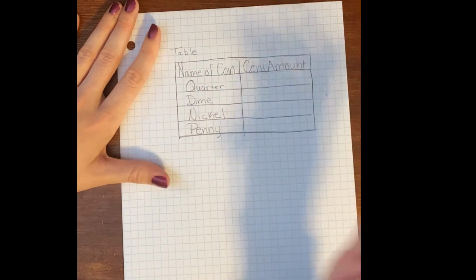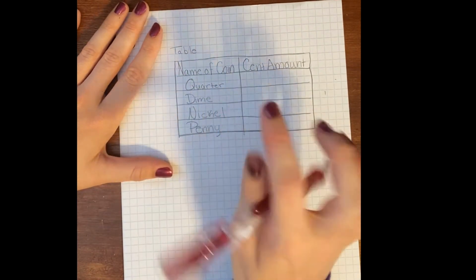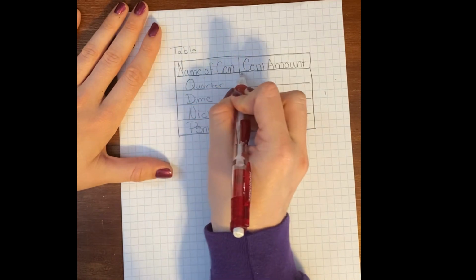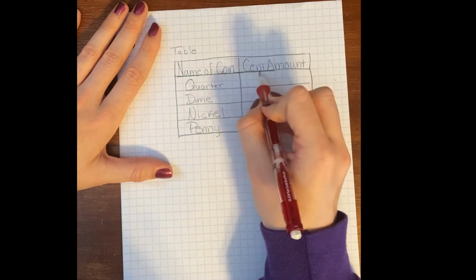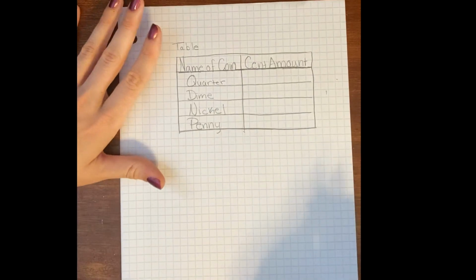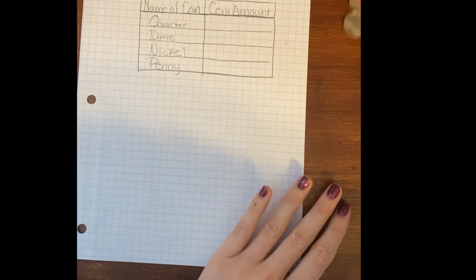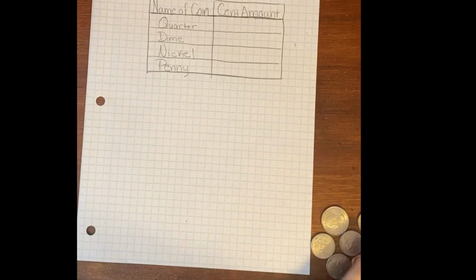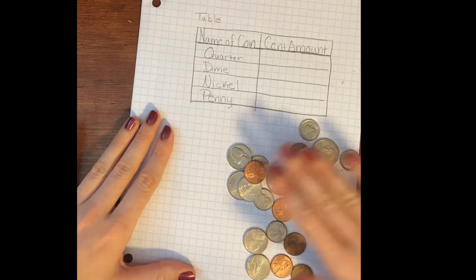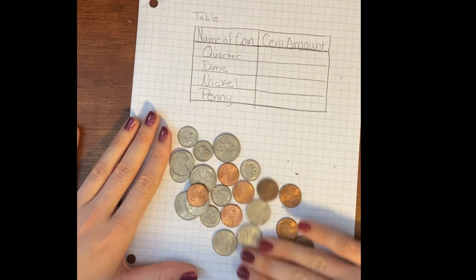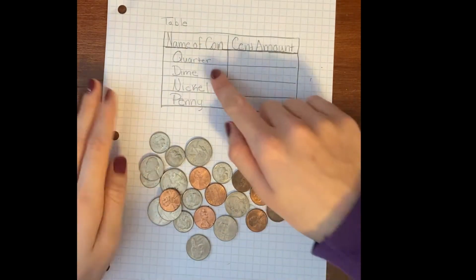So on one side I have my quarter, my dime, my nickel, the name of my coin. And on one side I'm going to write my cent amount. So I'm going to do that after I count. So I'm going to bring my pile over. Okay, so here's my pile. Now I'm going to count first starting with my quarters.